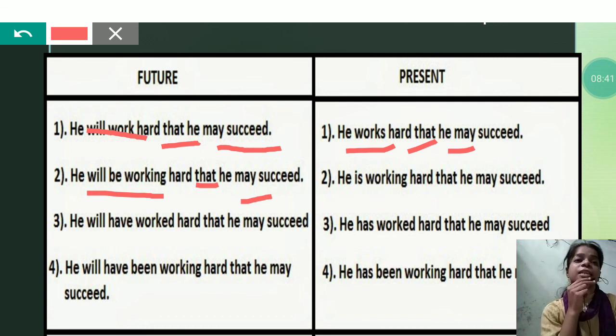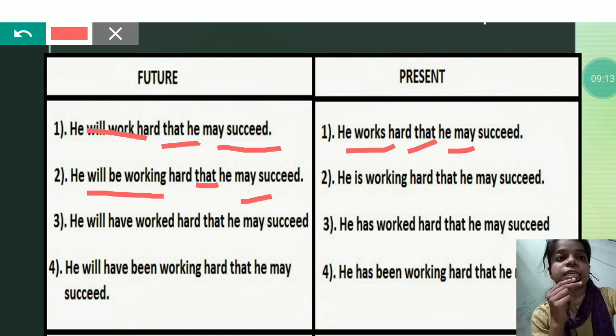So whenever the subordinate clause starts with that, we have to follow this rule. If the sentence has present tense or future tense in the principal clause, then we use may in the subordinate clause. And you know that may is a modal, and a modal always carries the first form of the verb with it. That's why we are using succeed.